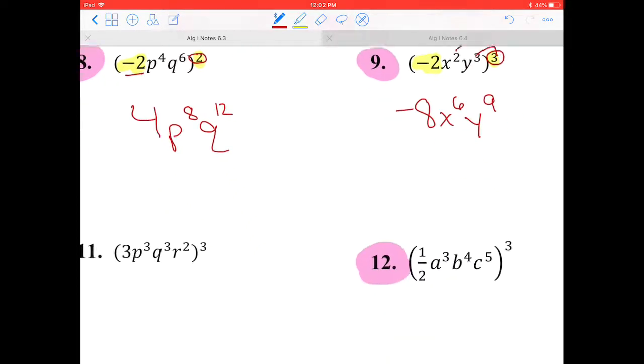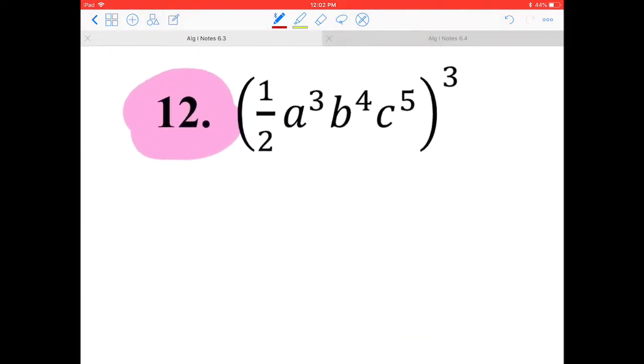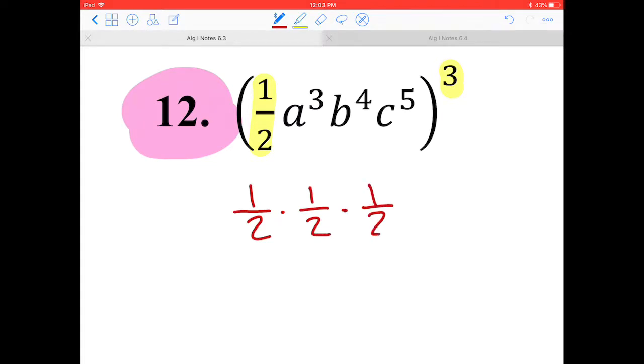Okay? Number 12, because it's a fraction. When your coefficient is a fraction, you're going to still cube it as normal. This is 1/2 multiplied by itself 3 times. So you can write it out if you want: 1/2 times 1/2 times 1/2.